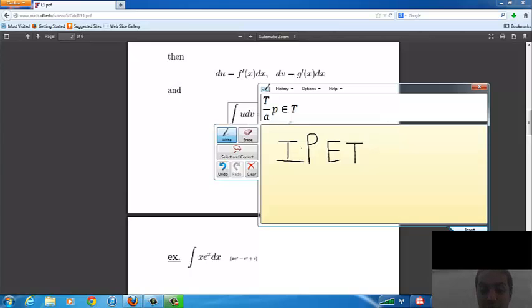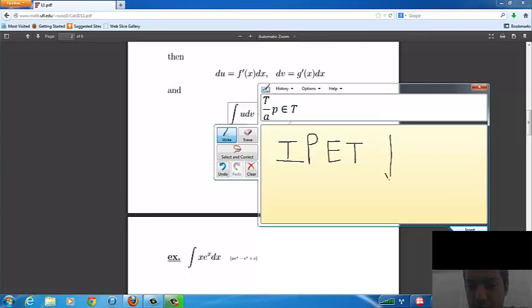So for example, in this example, x e to the x, we look at it: inverse, polynomial, exponential, and trigonometry. Well, x is a polynomial and e to the x is an exponential. So whatever came first, which in this case is the x, becomes our u. And now that we know what our u is, we can make our tabulating method.